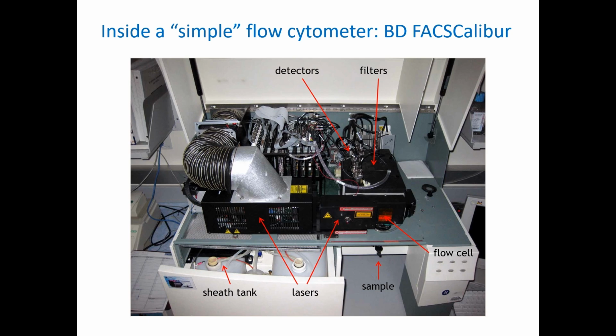Here we can see the inside of a BD FACSCalibur. It's a simple 2-laser 4-color cytometer that we'll use as a model in our talk. The Calibur is one of the early user-friendly BD workhorses and is still in use in many parts of the world. The newer instruments may have more lasers and colors and fancier electronics, as we will see, but the main principles are pretty much the same.